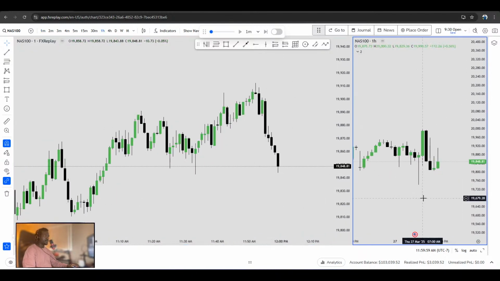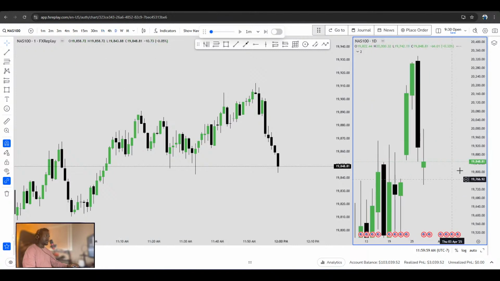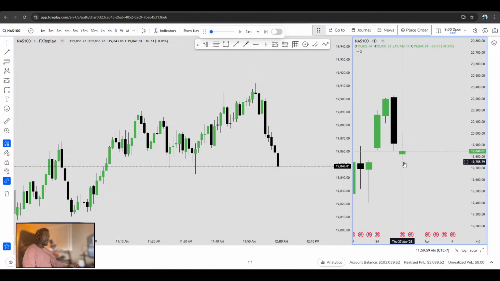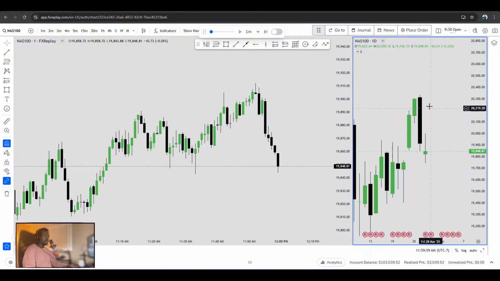What's the problem? Let's go to the daily. We have 2 more days to back test and then we are done here. So this is the day that we are back testing, the 27th. So this previous day we went up and we shot all the way down.